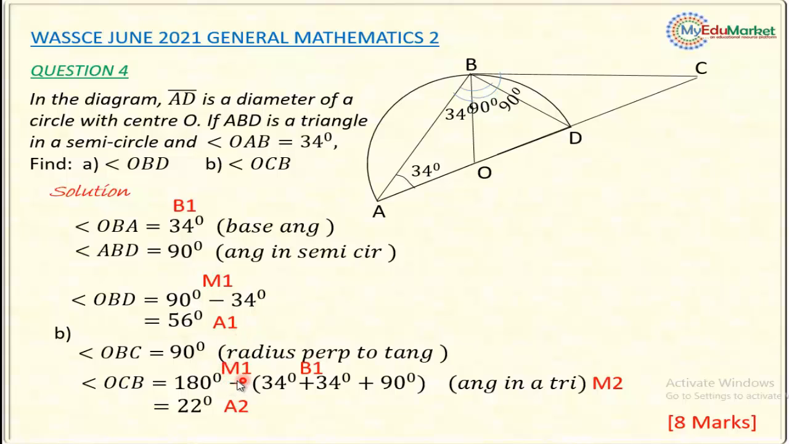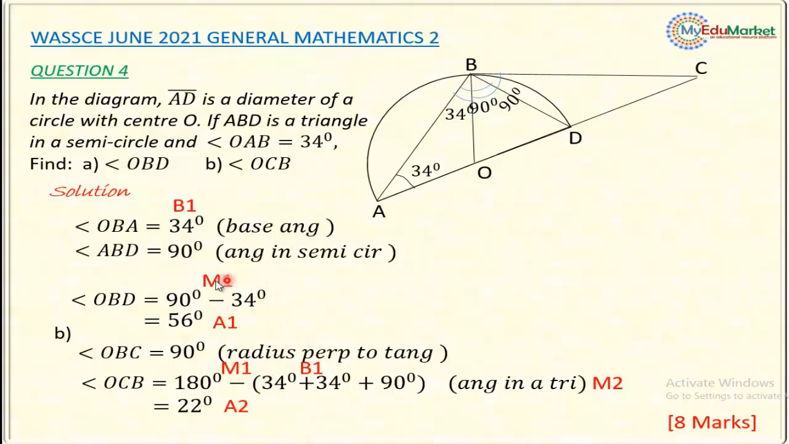In attempting to get angle OCB by subtracting those angles from 180, that subtraction earns you 1 mark, and those two angles, 34 and 34, is another bonus mark, meaning you are subtracting 68. Writing that equation correctly earns another M mark, and the final result, 22, earns 2 marks.